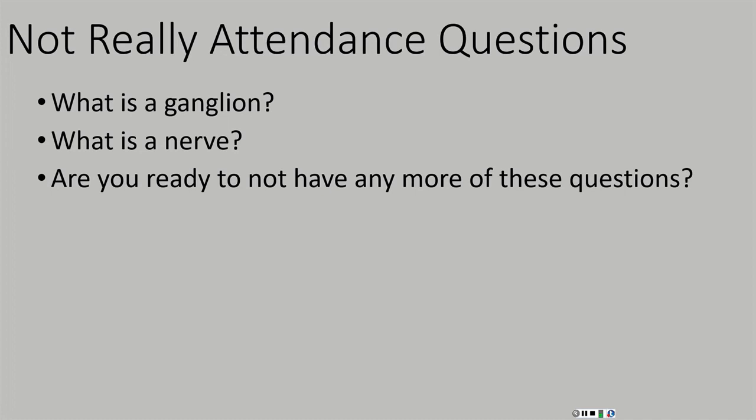So first, what is a ganglion? Remember, a ganglion is a cluster of neuronal cell bodies in the peripheral nervous system. There's something similar in the central nervous system called a nucleus, but a nucleus and a ganglion both are just clusters of neuron cell bodies. And in a ganglion, those cell bodies just happen to be in the peripheral nervous system.